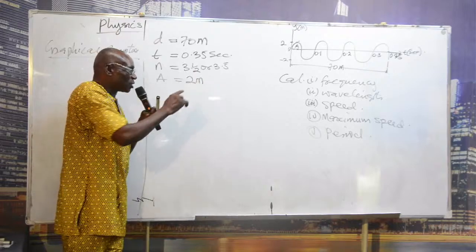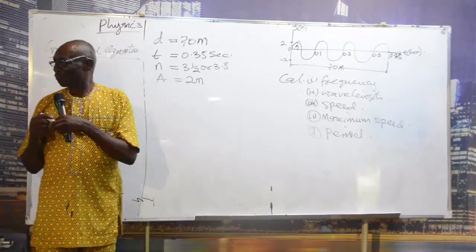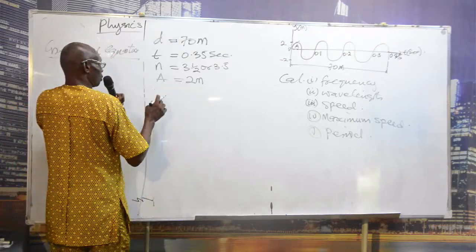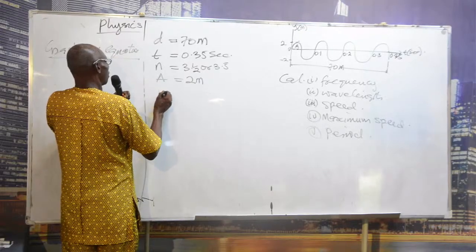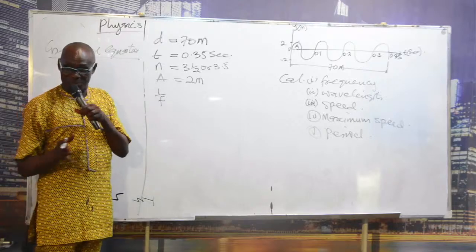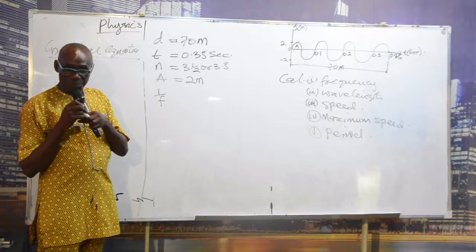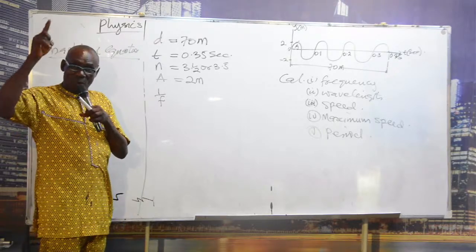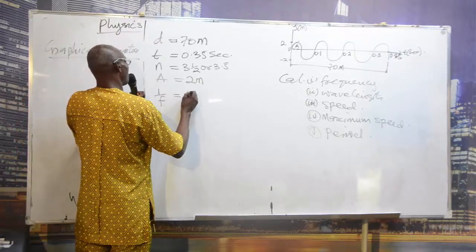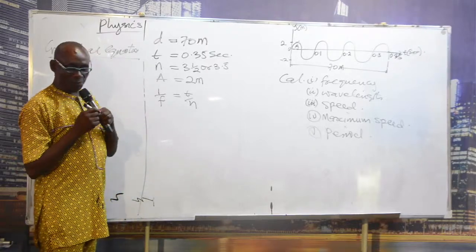Look at the question. First one is what? So I will come back to the question and say 1 over f. Because frequency, this is why you saw frequency in all the equations there. 1 over f is equivalent to small t over number of waves.